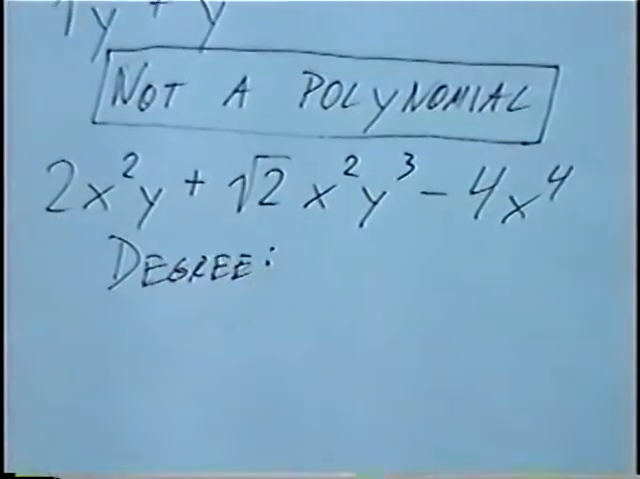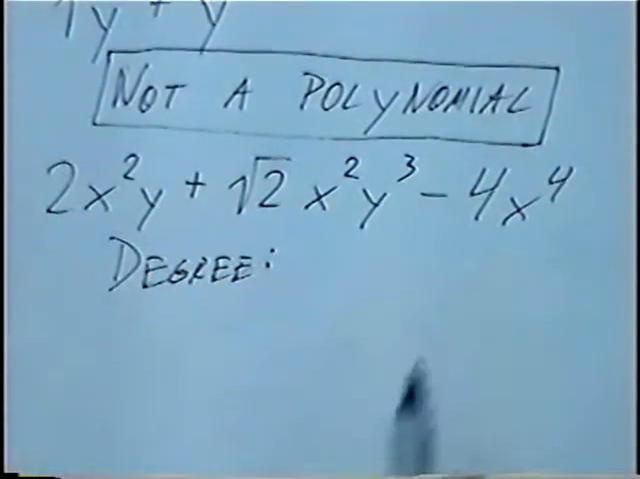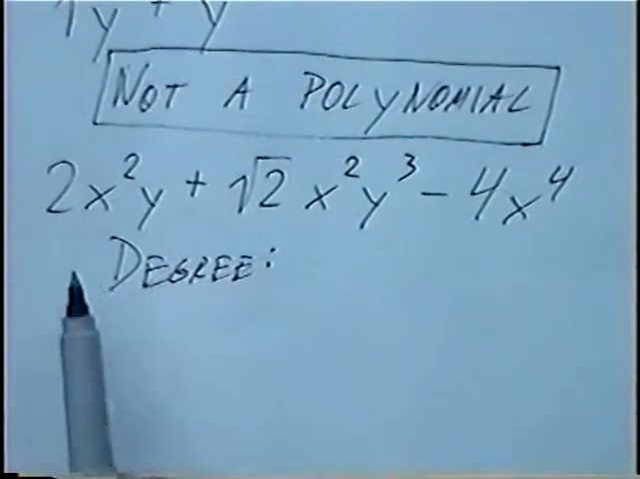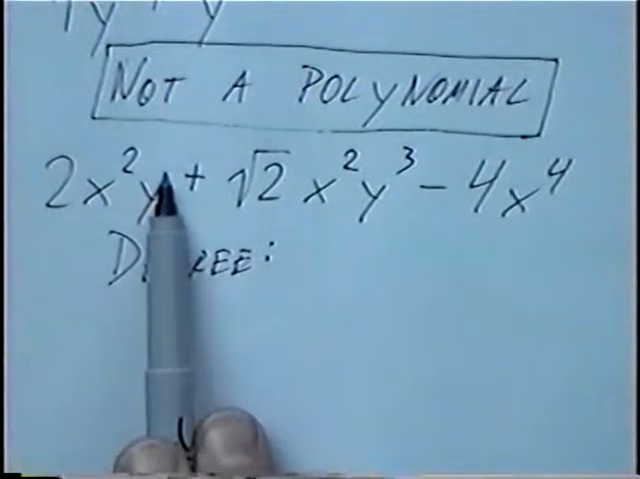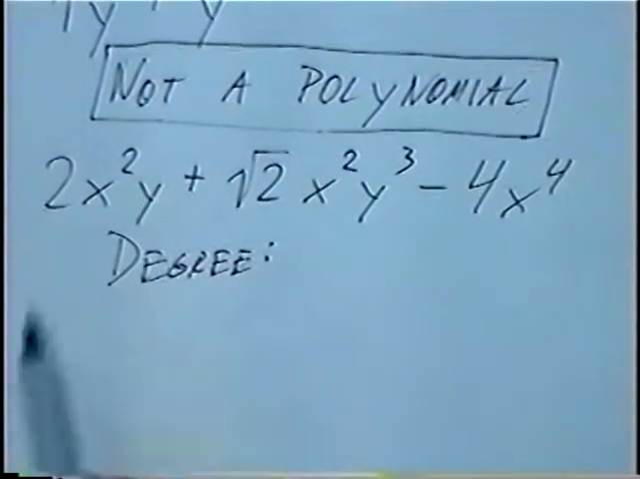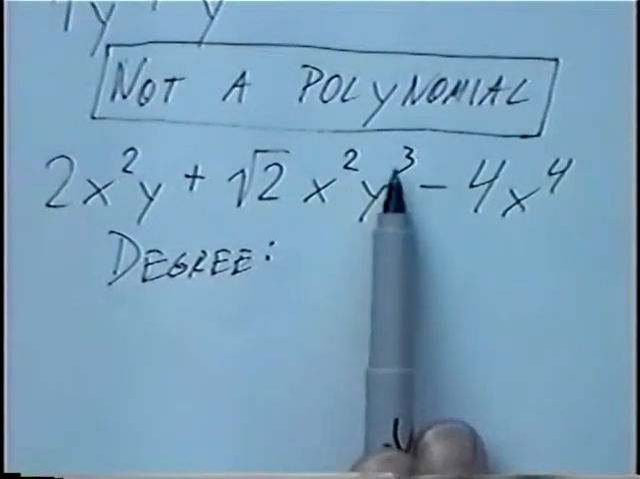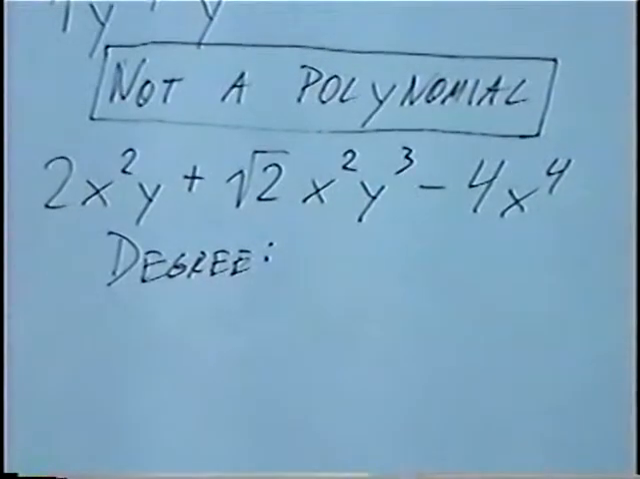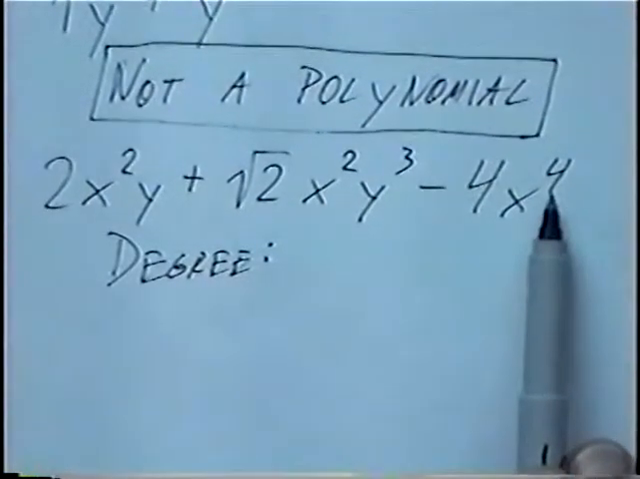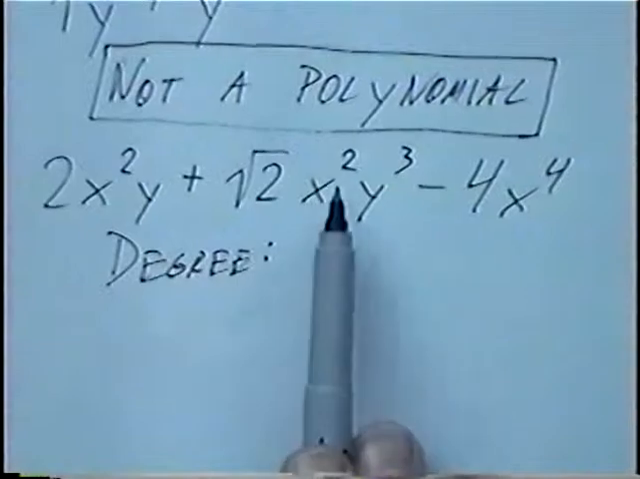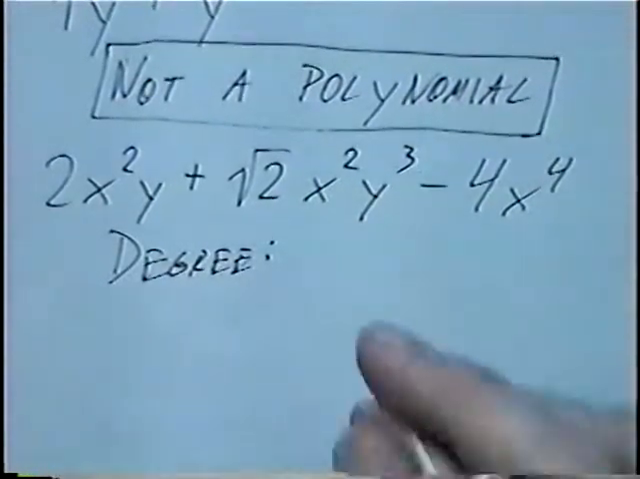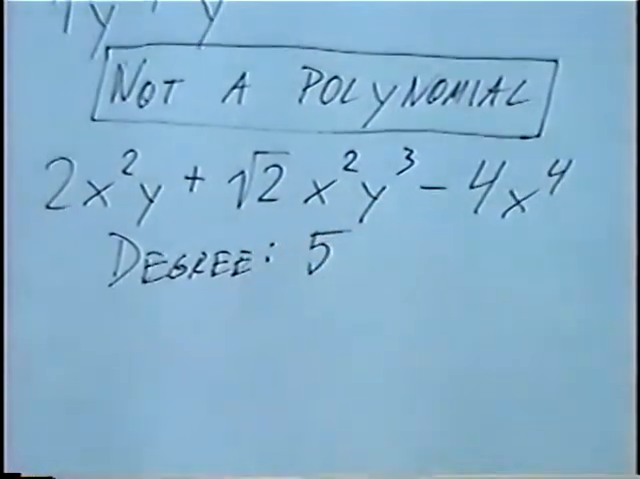again, is the highest exponent, or when you have multiple terms or multiple variables, it's the sum of the exponents of the term. This first term would have an exponent of 1 for the y, so the total would be 3. The second term, the sum or total would be 5. And the last term, the total would be 4. So our degree, the middle term, adding the x and y exponents, the degree would be 5.